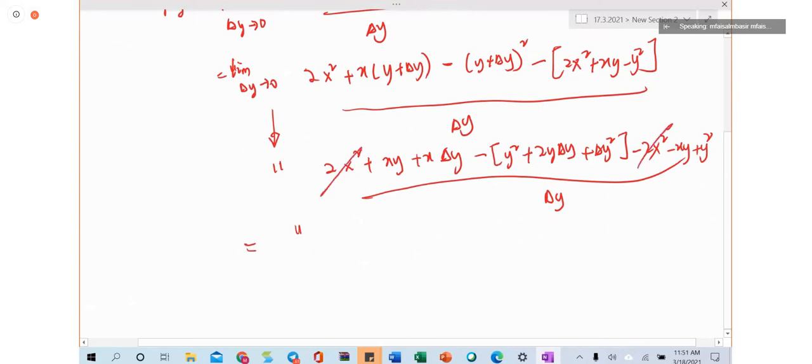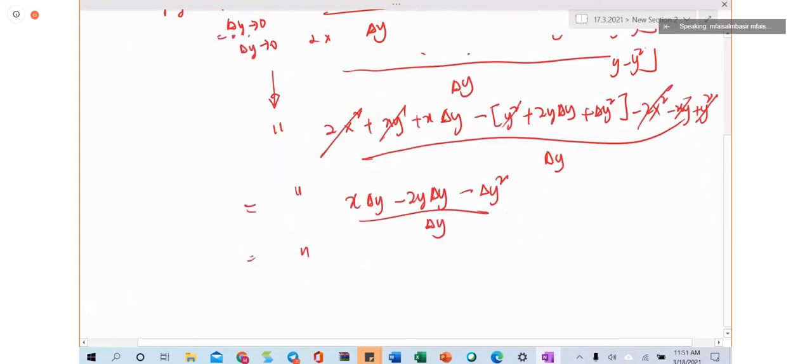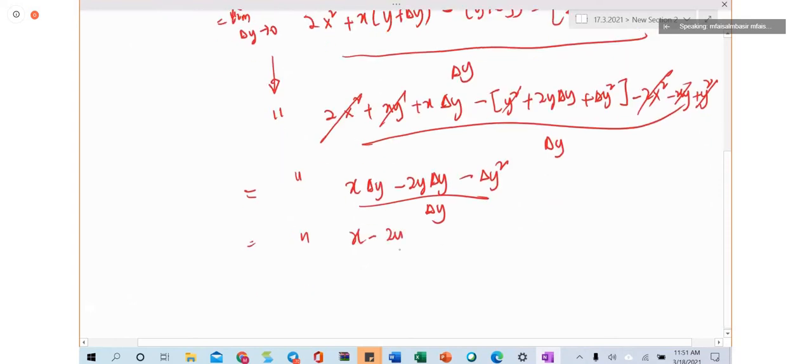Then 2x squared cancels, xy also cancels. So we have x delta y. The y squared will cancel here. It's minus 2y delta y minus delta y squared, over delta y. So if you simplify this, you get x minus 2y minus delta y. So for the limit as delta y approaches 0, you get x minus 2y, because you substitute 0, and then you can remove the limit after you substitute. Then you can write like this.